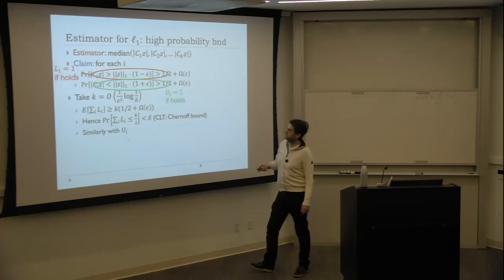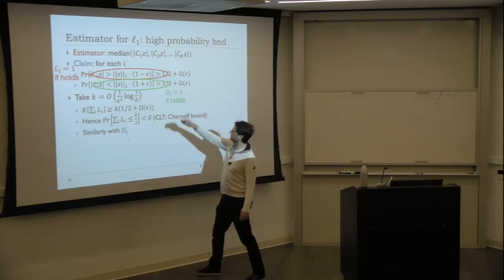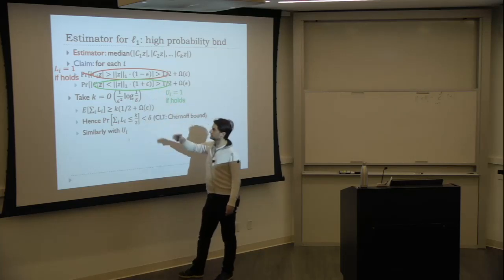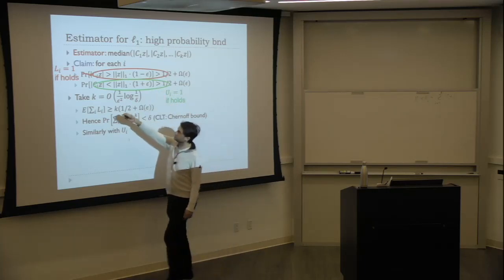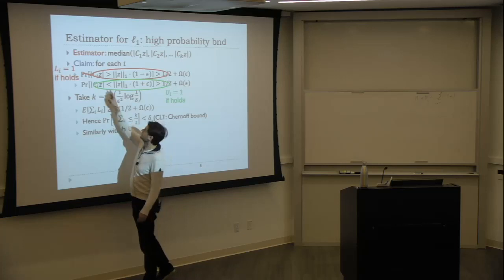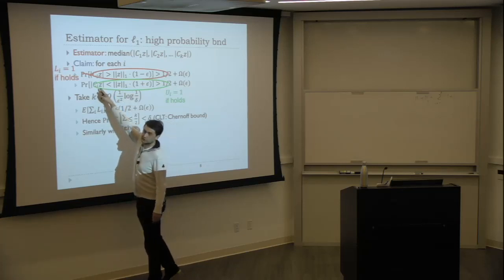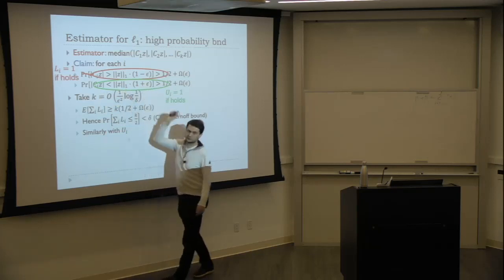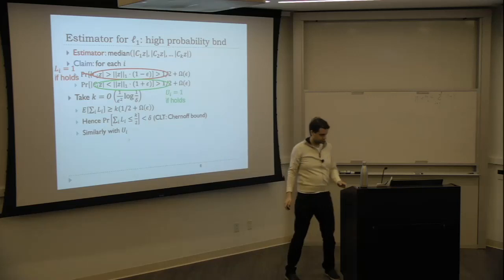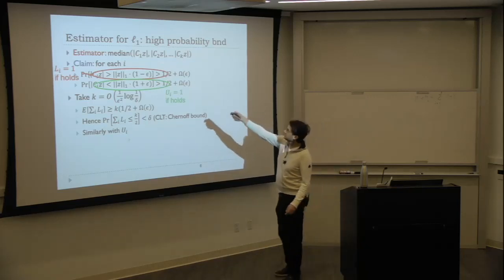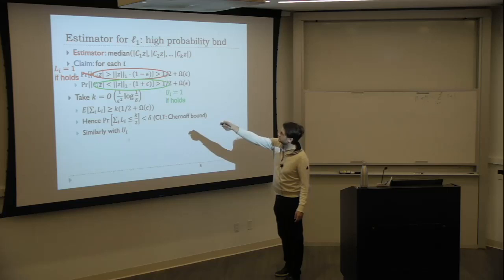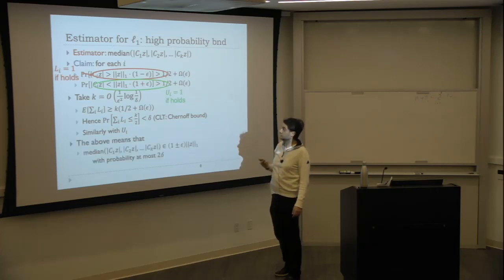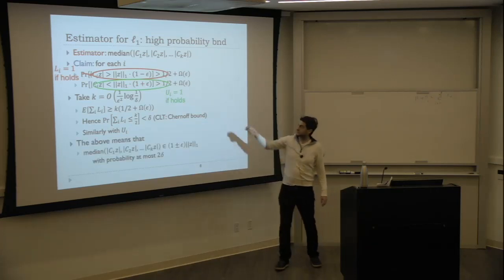Very similarly, we can prove the other direction. So define Ui to be equal to 1 if this holds. Very similarly, we can prove that for at least 50% of coordinates i, this will hold, namely the absolute value of Ci z is less than the L1 norm of z up to a 1 plus epsilon factor. So 50% of these are at least the L1 norm of z times 1 minus epsilon, and 50% of these are at most the L1 norm of z times 1 plus epsilon. This means that if you take the median, it will satisfy both of these.